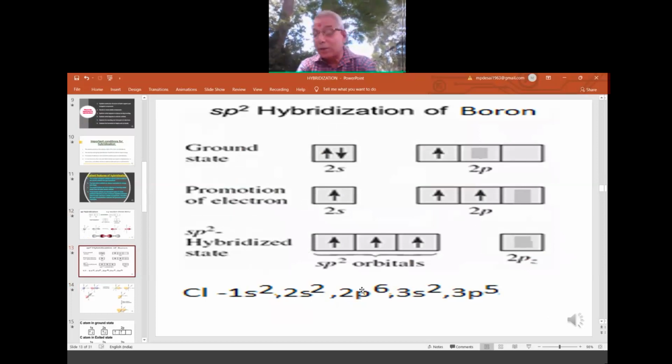Now second is sp2 hybridization. Here one s orbital and two p orbitals are mixing. For this, I have taken the example of BF3 or BCl3, boron trichloride. So what is boron? Boron is atomic number 5, so 1s2, 2s2, 2p1.